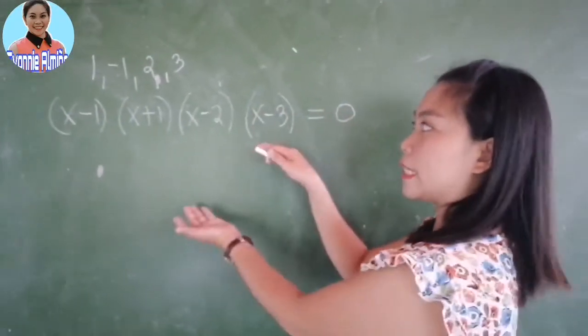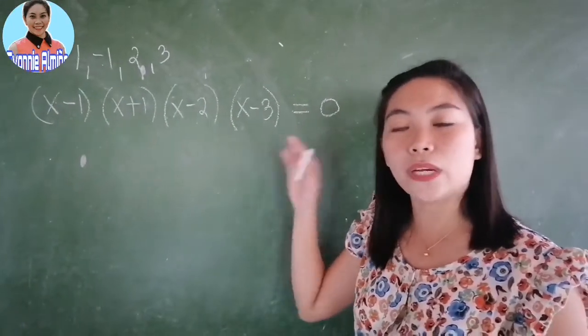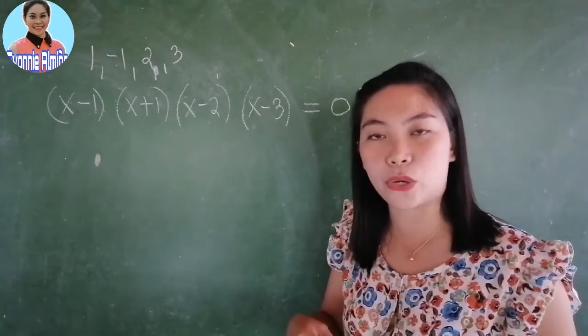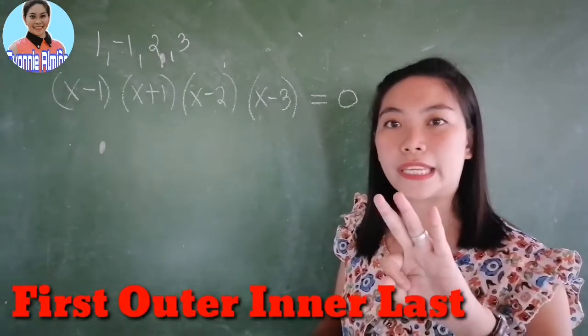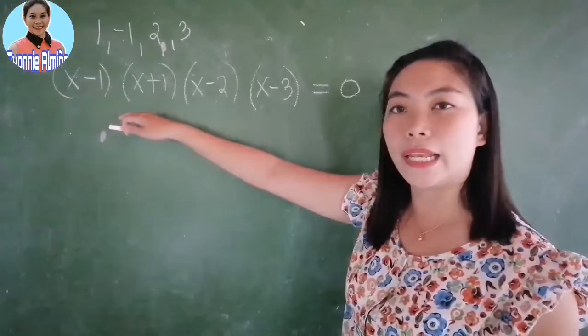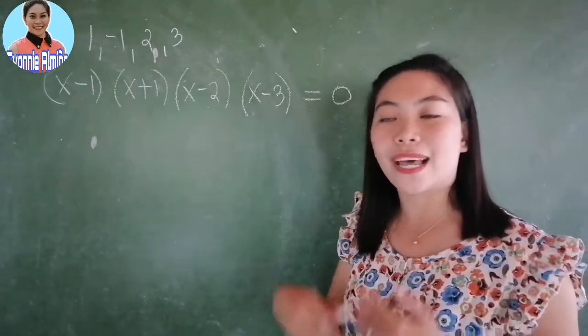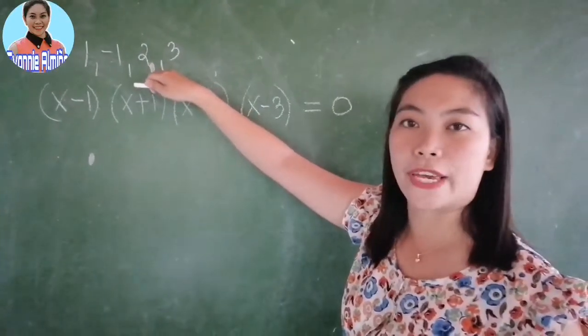Now, having these 4 factors, what we will do is apply the FOIL method. What does FOIL method mean? First, outer, inner, and last. So we will expand our binomials to make it a polynomial equation. That is how we create a polynomial equation from the given roots.